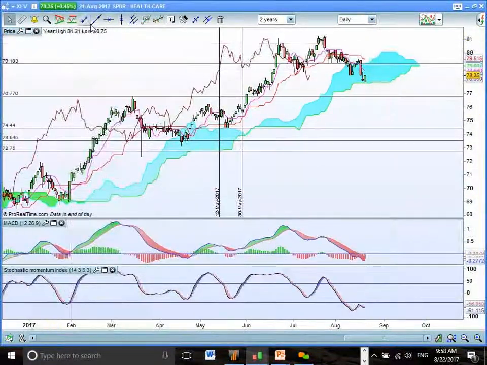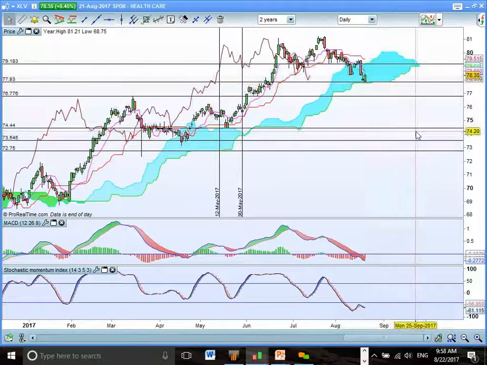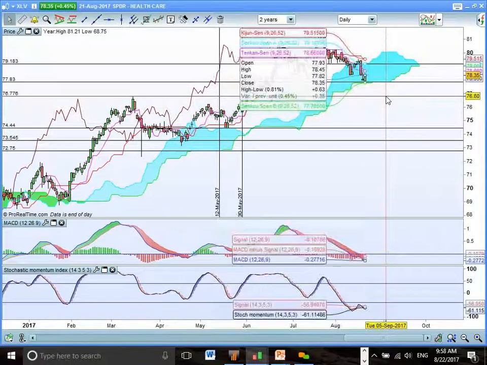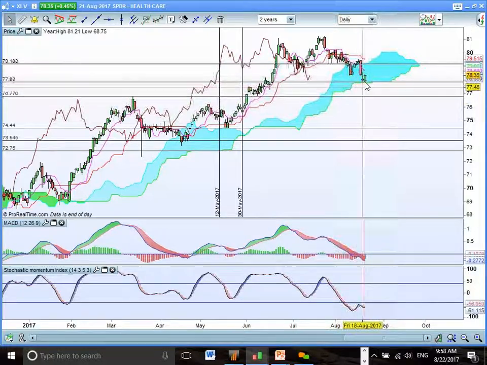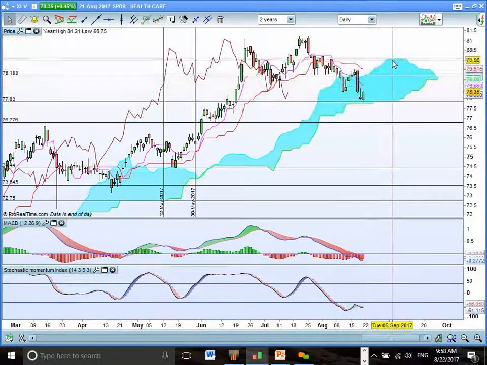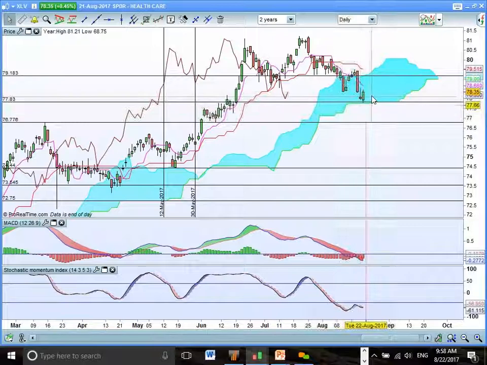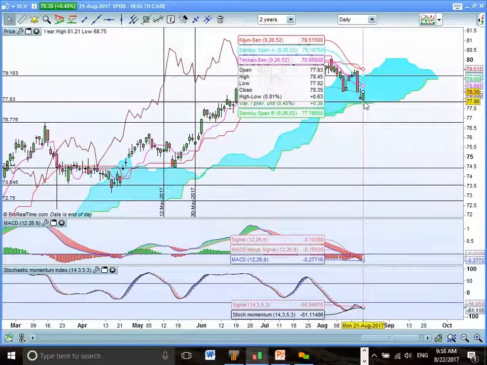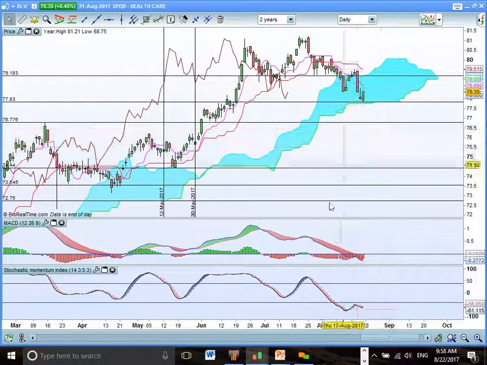Healthcare. Fighting for support here at the bottom in the cloud, critical level. If it fails through that, we're going to go test these old highs at 76. Critical for support to come in at this level and for a potential rebound back up to the top end of the cloud resistance levels. Okay, so watching very closely. It looks like it wants this level, so watching this 77.86 level very closely this week to see if we'll get that potential rebound.